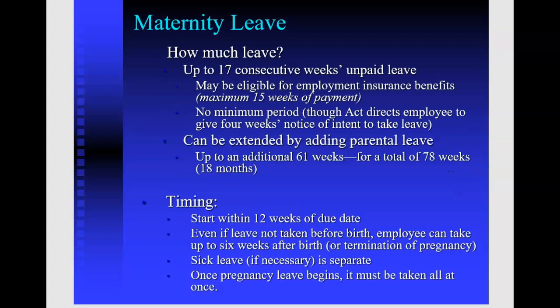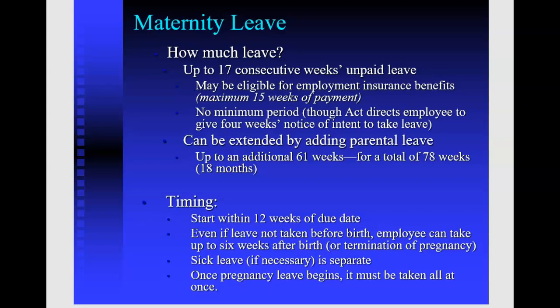So maternity leave is up to 17 consecutive weeks of unpaid leave, but then you may be eligible for EI, employment insurance. The payment there is up to 15 weeks. We'll see this in detail, but I can anticipate that employment insurance is federal. So that's why the leave and the payment are not the same. They could be the same, but they are not. The 17 consecutive weeks are in the Employment Standards Act of BC, and the eligibility for employment insurance is in federal legislation for EI.